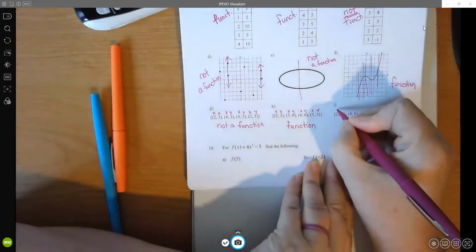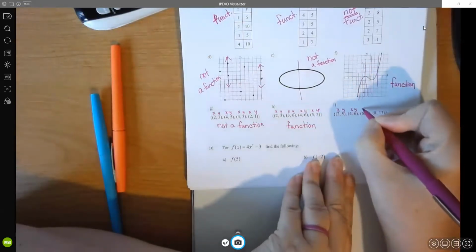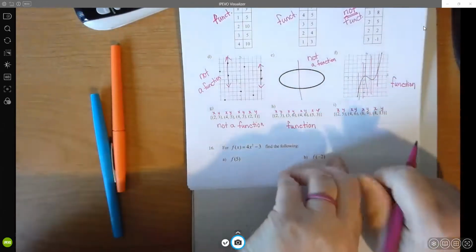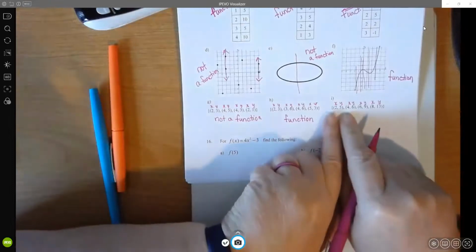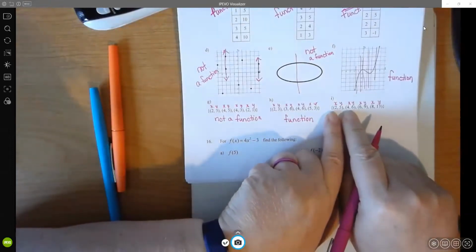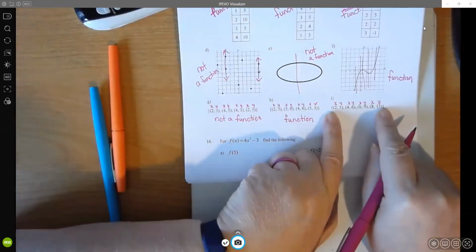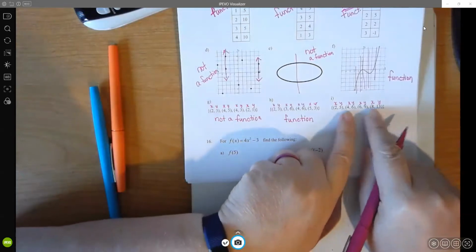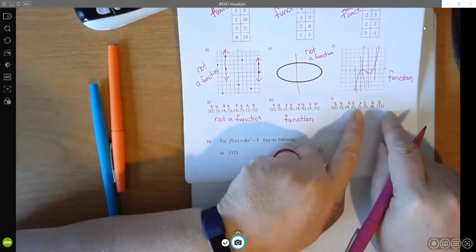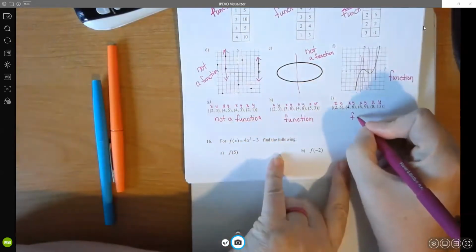Lastly, let's look at I. Again, I'm going to label these X and Y. If you're really good at this, you may not need to, but as you're working on it and learning, you will probably want to. It keeps things straight. 2, does anything go to 2 other than a 5? Nope, there's not another 2 telling me something different. Is there another 4? No. Is there another 6? No. Is there another 8? No. So this is a function.